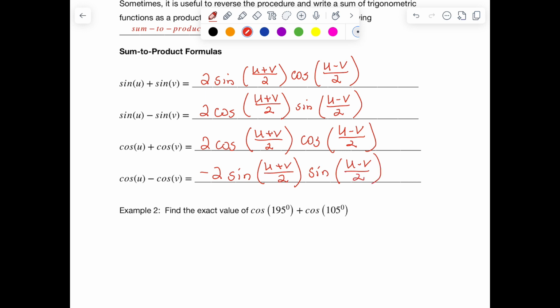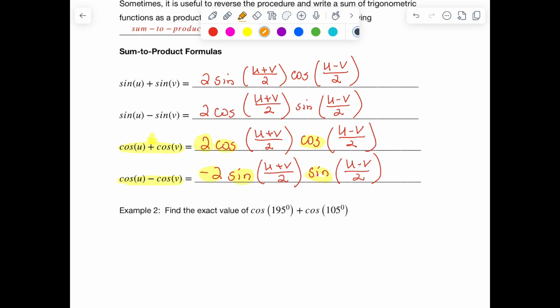So notice that my angles are all the same for all of our formulas here. It starts with u plus v divided by 2 and then u minus v divided by 2. The difference is which trig functions we use. So when I have cosine of u plus cosine of v and write it as a product, I want to be multiplying 2 cosines together. If I have cosine minus cosine, I'm going to do the product of 2 sines, and I'm going to put a negative in front of my 2.